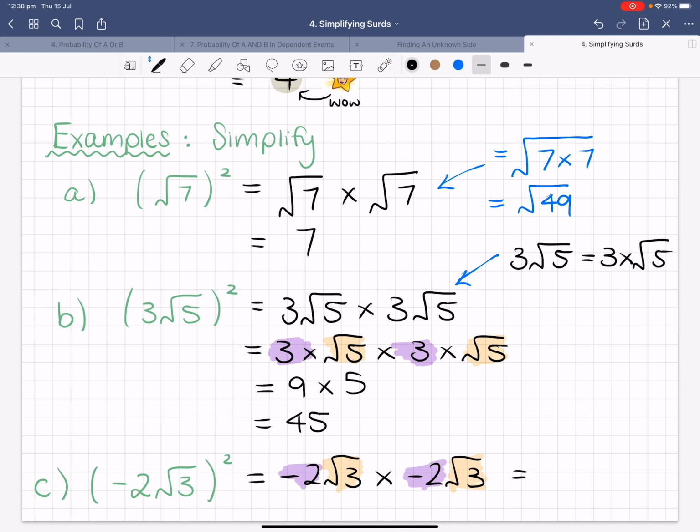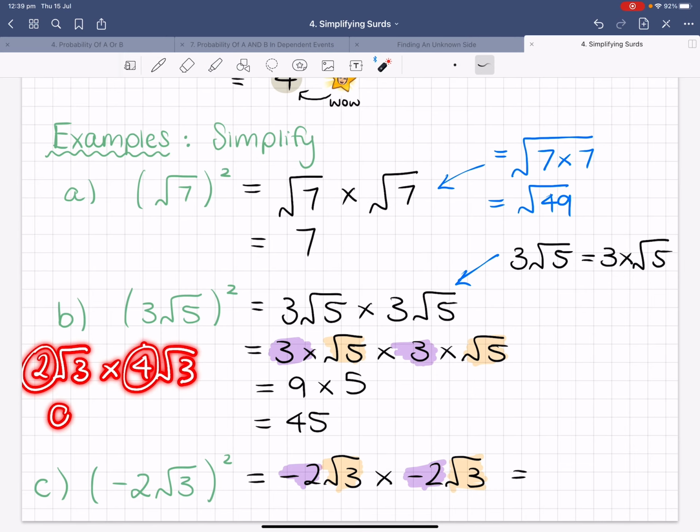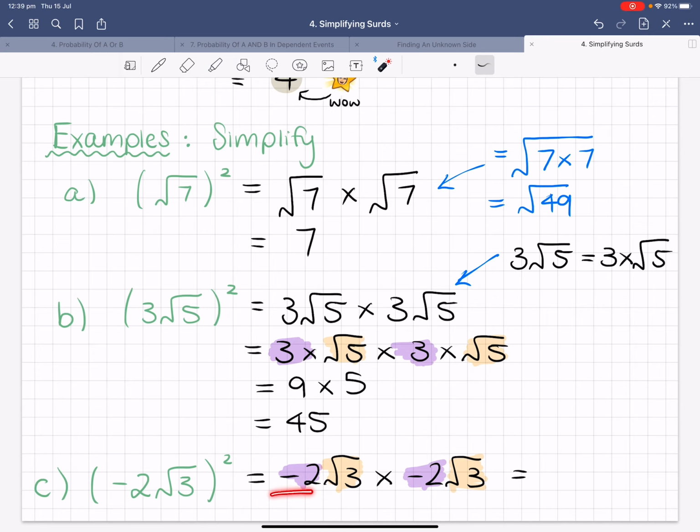So, for example, you could have 2 square root 3 times 4 square root 3. So you group the numbers out the front first. So 2 times 4 is 8. And then times the square root of 3 times the square root of 3. That's what I mean when you group the things that are the same. So for this scenario, we've got negative 2 times negative 2 gives us positive 4. And then the square root of 3 times the square root of 3 equals 3. Okay, and that would give us 12. Now, I hope that made a little bit of sense.